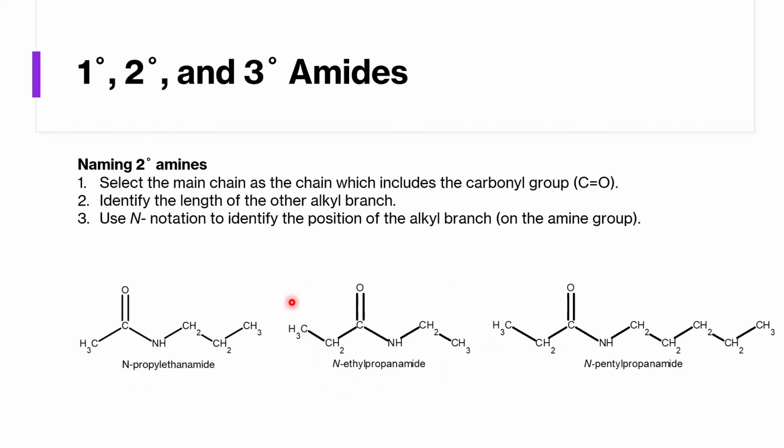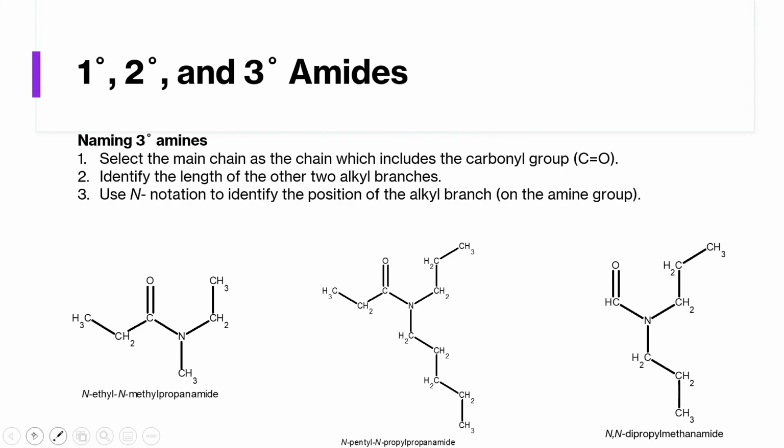In this example, I've just flipped the two chains. So the main chain now has 3 carbons in it, and the alkyl branch has 2 carbons in it. So this is an N-ethyl propane amide. And in the final example that I have prepared, we've got a main chain with 3 carbons and an alkyl branch with 5 carbons. So this is N-pentyl propane amide.